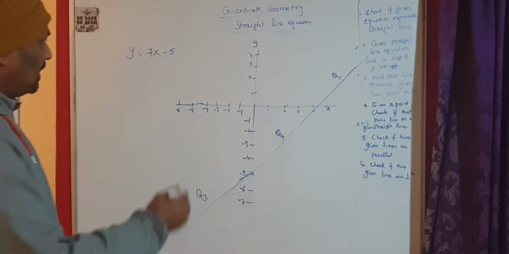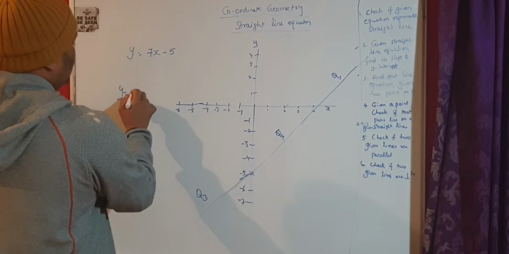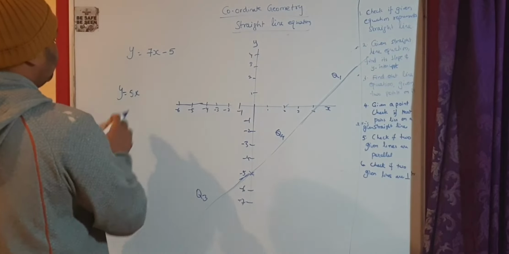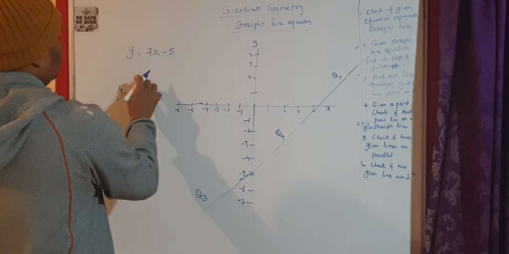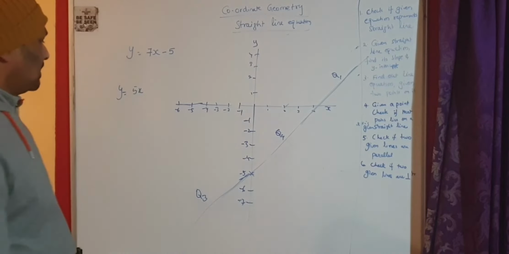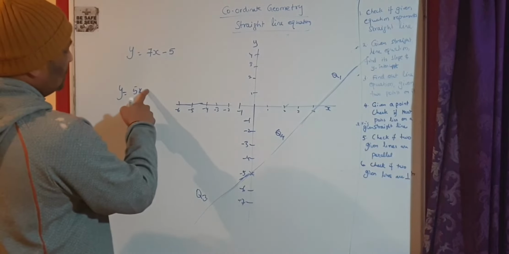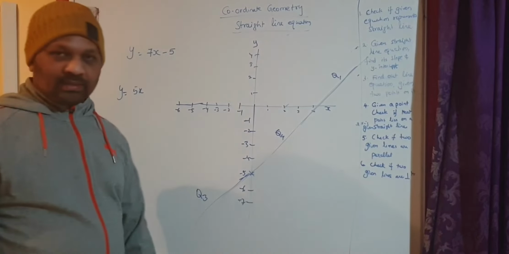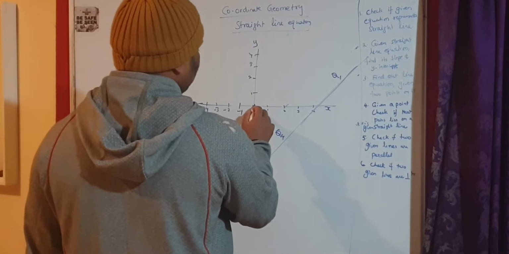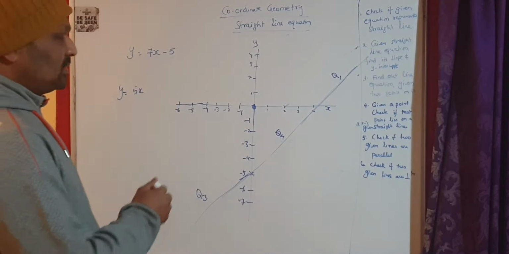Okay, for example, I'm going to give you another one. y is equal to 5x. What are the quadrants it is passing through? What is the y-intercept here? There is nothing here. That means you can consider c as 0. That means it is meeting the y-axis at the point 0, that is, the origin. Yeah, it is passing through the origin.